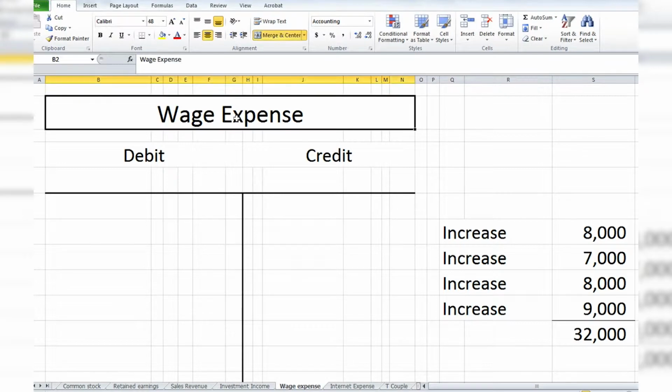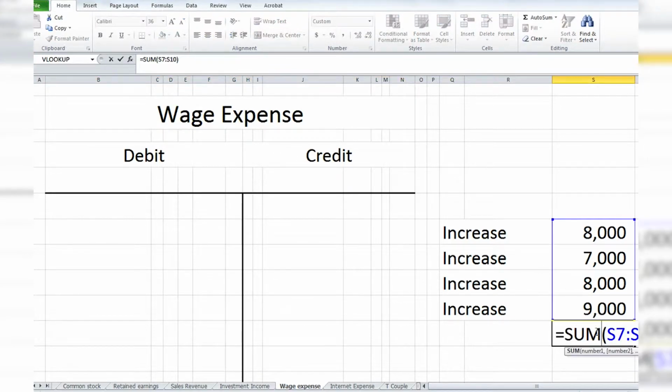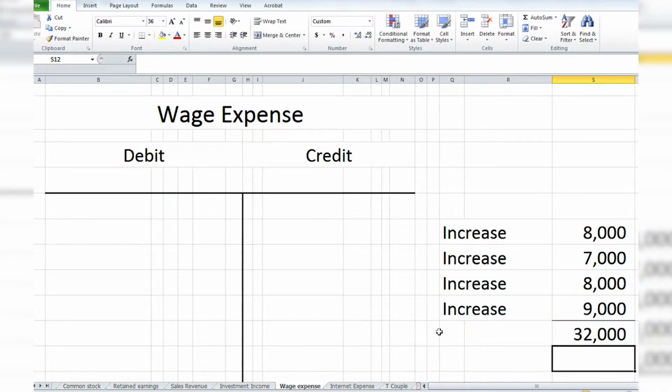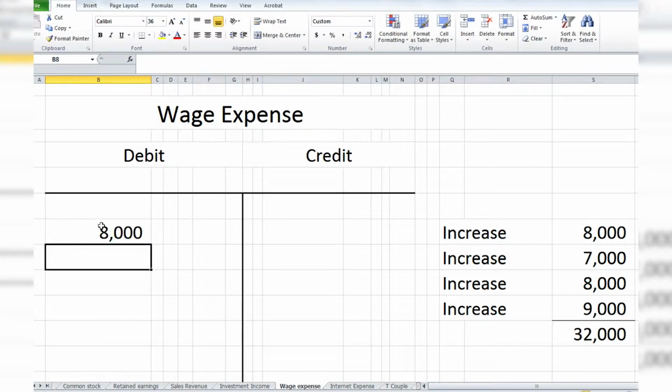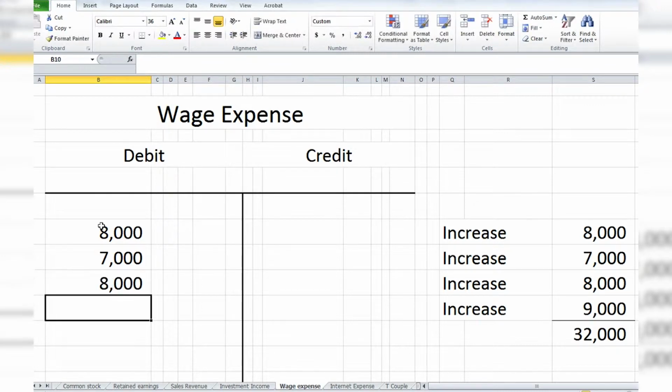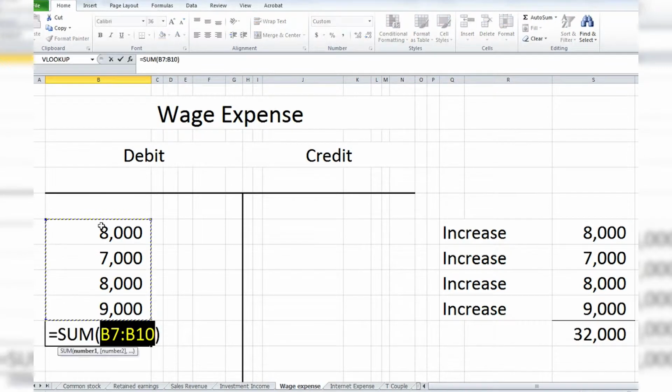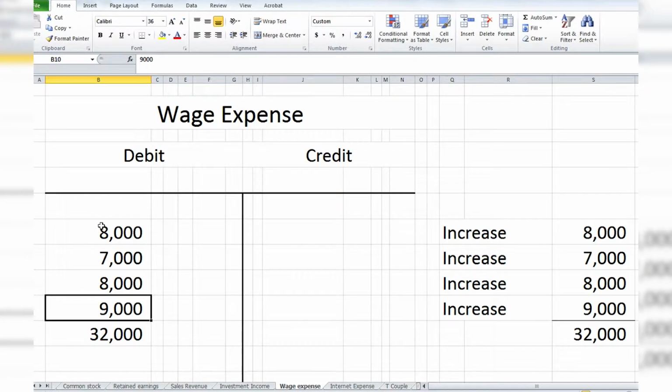So, wage expense. This is not a factory worker, this is just a general wage expense. So we're increasing. We have $32,000 of expense here. So we are going to debit expense to increase. Debit expense $8,000 to increase. Debit expense $7,000 to increase. Debit expense $8,000 to increase. Debit expense $9,000 to increase. Sounds like an auction. Hey, debit expense, because that's how it is. We're debiting expense up. We got that? Good. Awesome. Let's see what we come up with. $32,000. Not bad. Put a little line there.